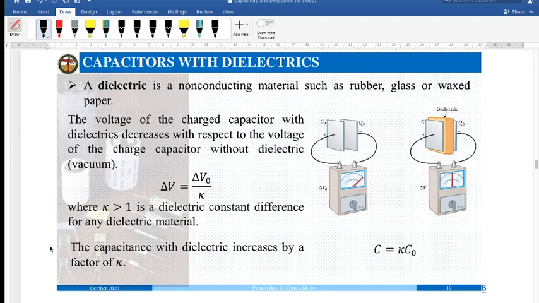So one of the advantages of why we put a dielectric inside or between the plates is first, it can actually increase the capacitance. Okay?